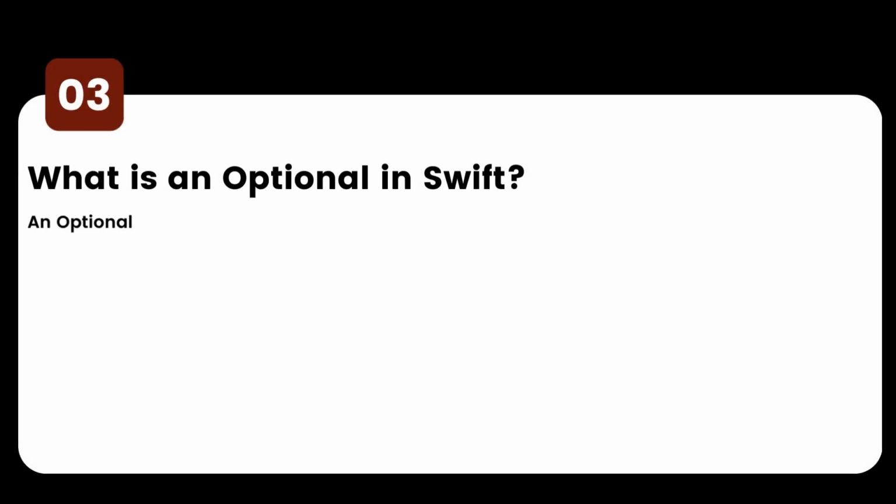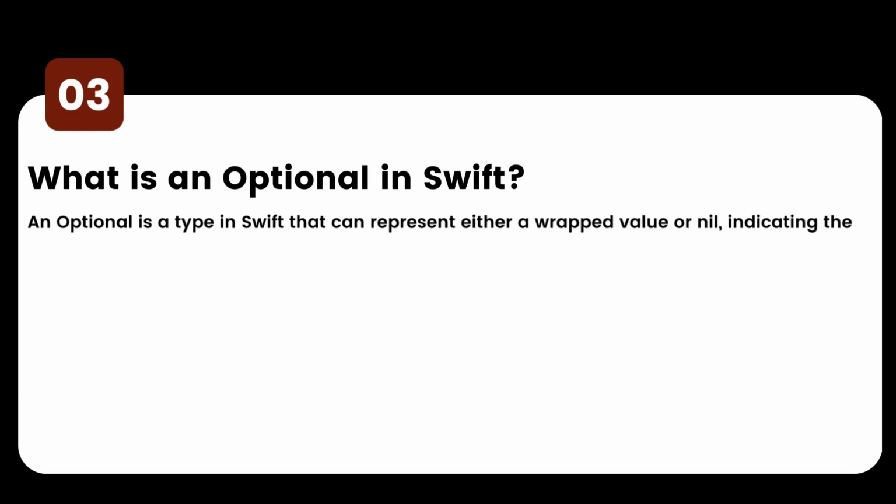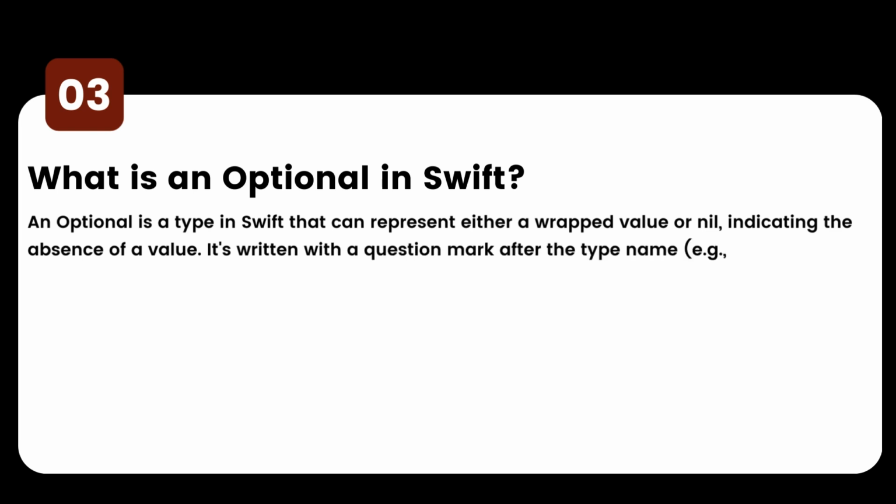Next is what is an optional in Swift. An optional is a type in Swift that can represent either a wrapped value or nil, indicating the absence of a value. It is written with a question mark after the type name. For example, String?